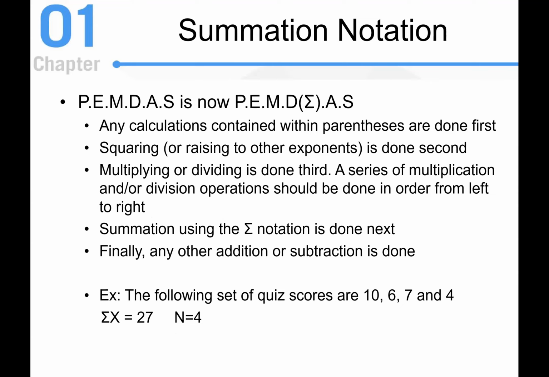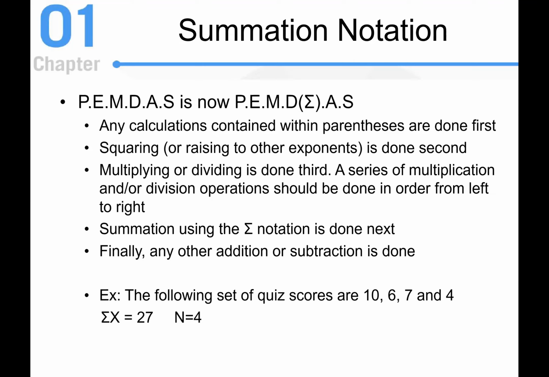So PEMDAS: the P stands for parentheses, E stands for exponents, M stands for multiplication, D stands for division, A stands for addition, and S stands for subtraction. Now it's going to be PEMDAS where we do the parentheses, exponents, multiplication, and division, again going from left to right, all right? And then once we do the first four, if there's a summation sign, we're going to do the summation. And then after we do the summation, we're going to do any addition and subtraction.